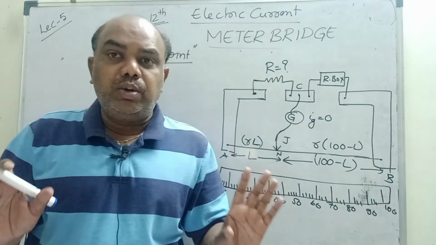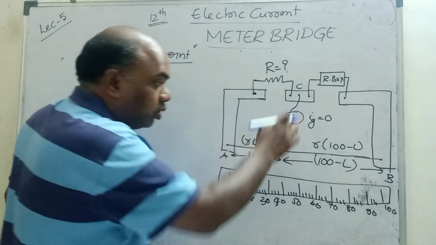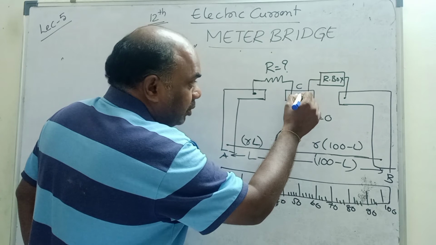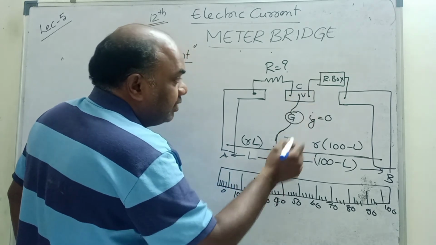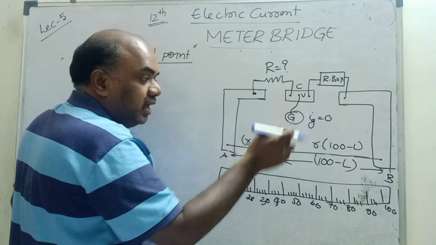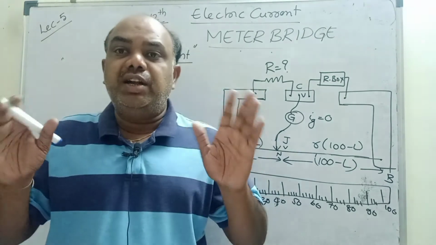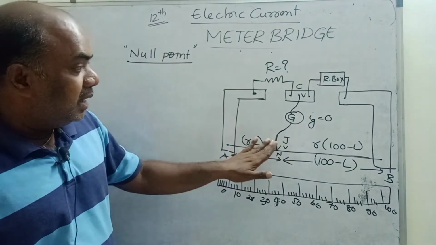The middle wire you need not consider. Why? Because it is a null point. There is no current flowing. That means here and here the potential difference is the same. Potential difference is the same means there is no current flow. Let us consider here the potential is V. Here also the potential is V. Current is not flowing means potential difference is the same. So you can eliminate this one.